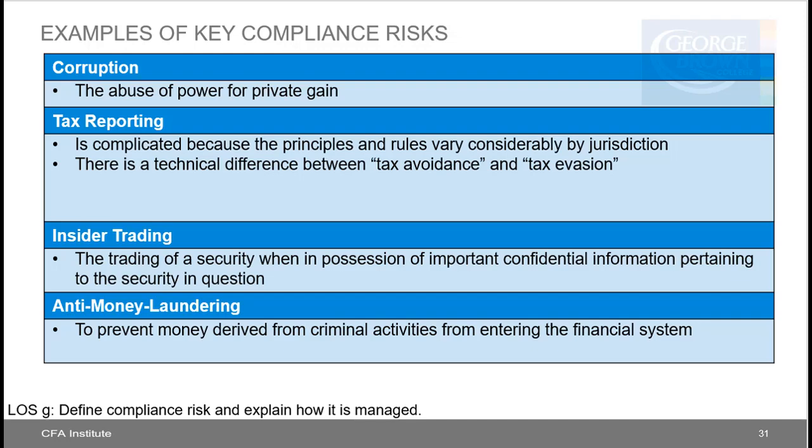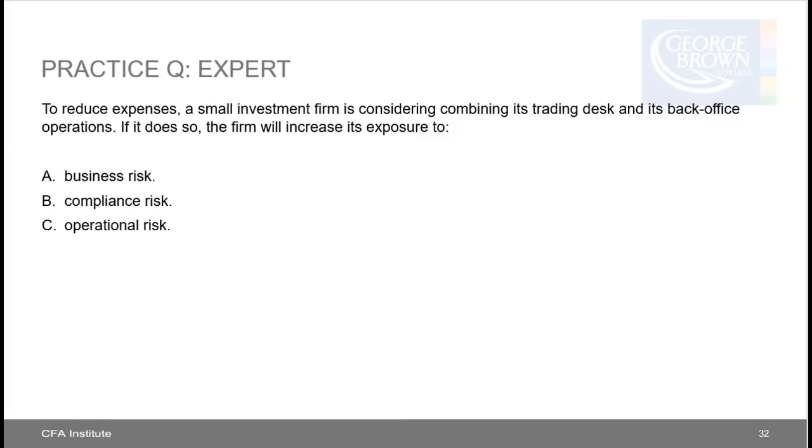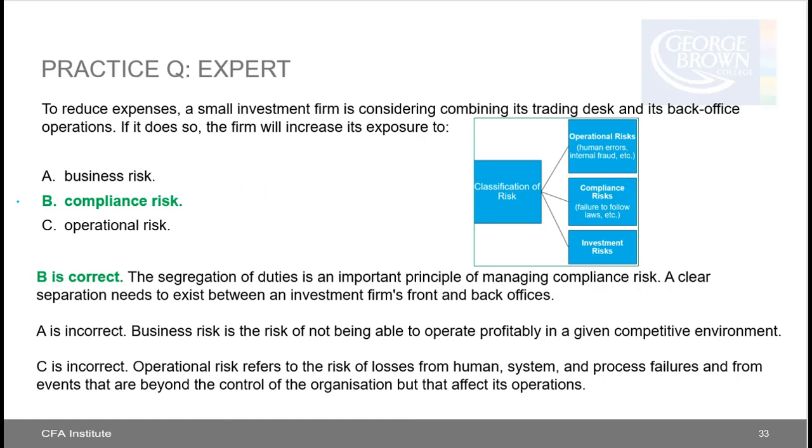So a quick practice question from the learning ecosystem at the expert level to check our understanding. And the question is, to reduce expenses, a small investment firm is considering combining its trading desk and its back office operation. If it does so, the firm will increase its exposure to A, business risk, B, compliance risk, or C, operational risk. Okay, this one could be a little bit tricky. Some people thought it could be operational risk or compliance risk. I think there's kind of a fine line between the two.